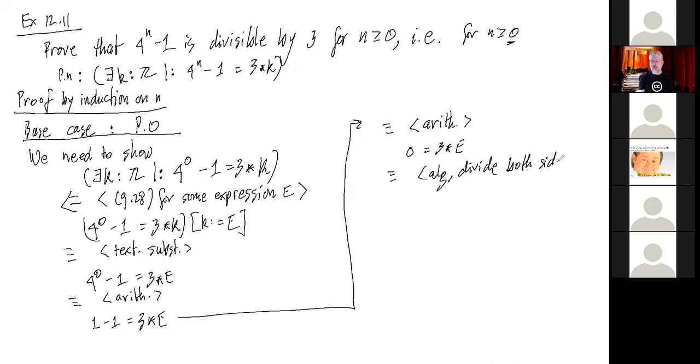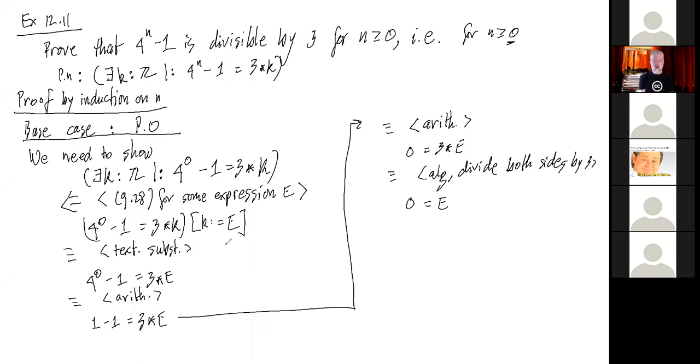Or by, not by e, by 3. Dividing by e would be problematic. In particular, I couldn't divide by e because I don't know that e is not 0, and dividing by 0 would be bad. But I know 3 isn't 0. 3 and 0 are different things. So I can say 0 divided by 3 is 0. 3 times e divided by 3 is e. And so e equals 0.